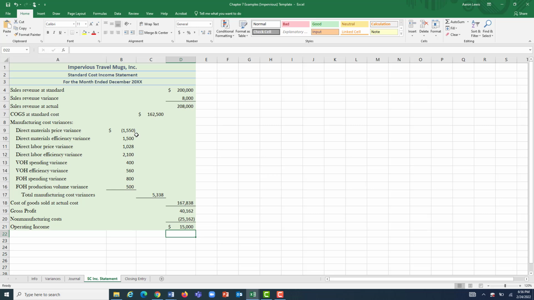Because that could be directly tied to our third biggest variance, which we had a very unfavorable direct material efficiency variance. Is it possible, in this case, that we bought metal from a vendor we don't usually buy from to make these travel mugs, and it was not of the quality that we expected, which resulted in us having to use more of it during the period to make up for portions of that purchase which might not have been in a suitable condition to turn into Impervious travel mugs?